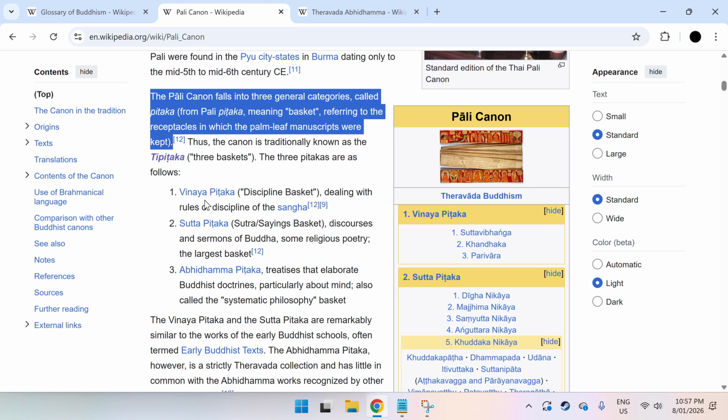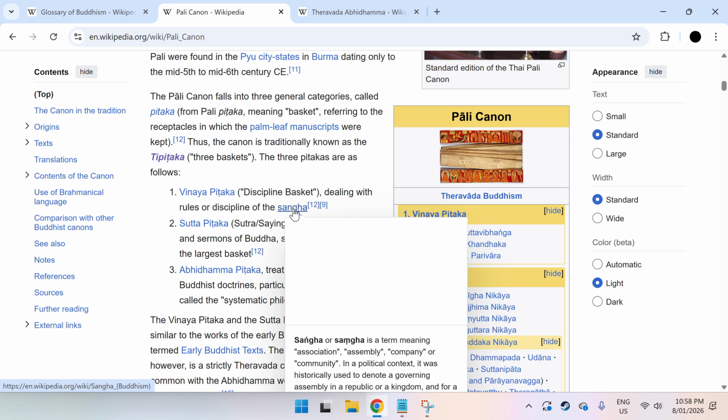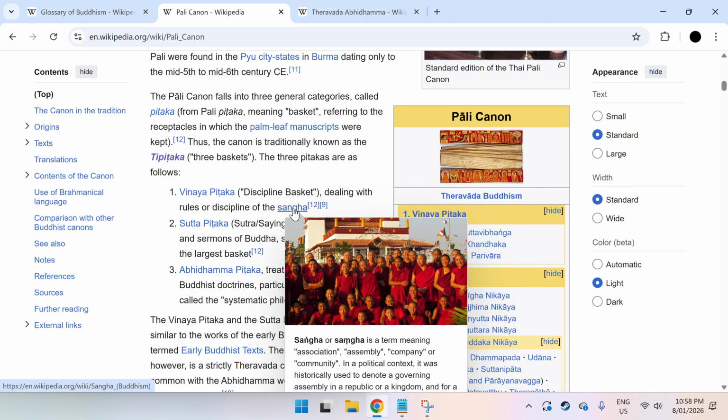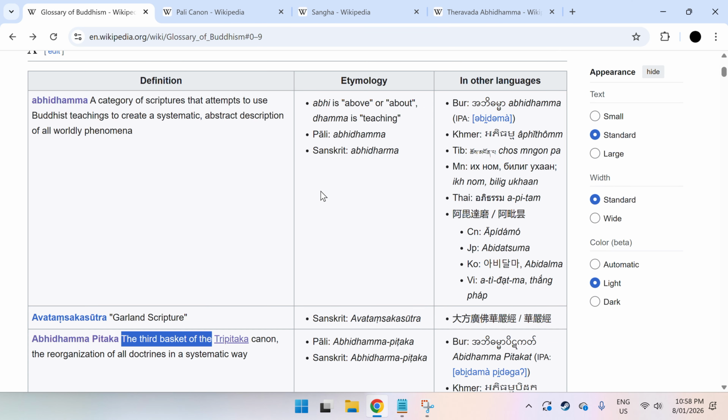You've got the Vinaya Pitaka, the discipline basket, dealing with the rules or discipline of the Sangha. Okay, so the Sangha is the community. I think it might be the wider Buddhist community, but also association. It might be the temple that you live in. It might be every Buddhist across the world. Let's have a look at that page. I just want to check that.